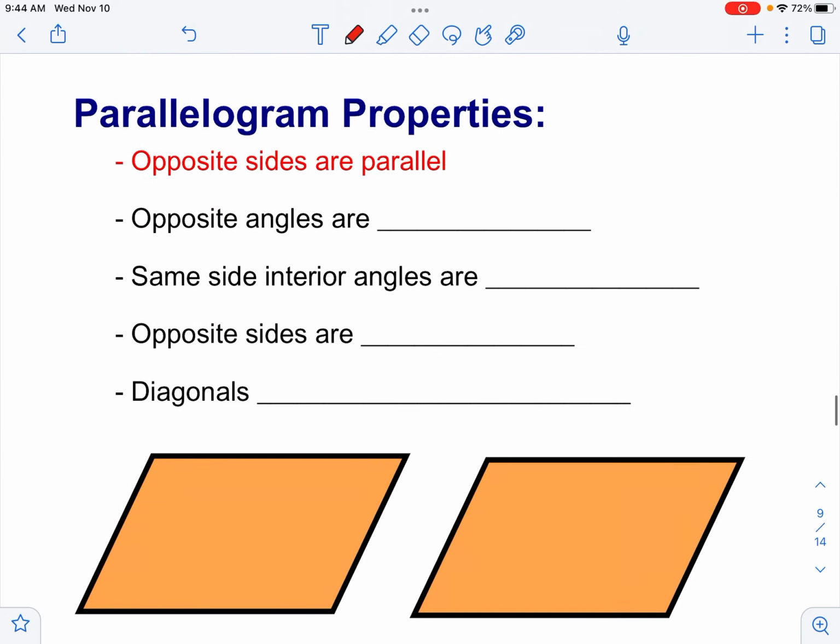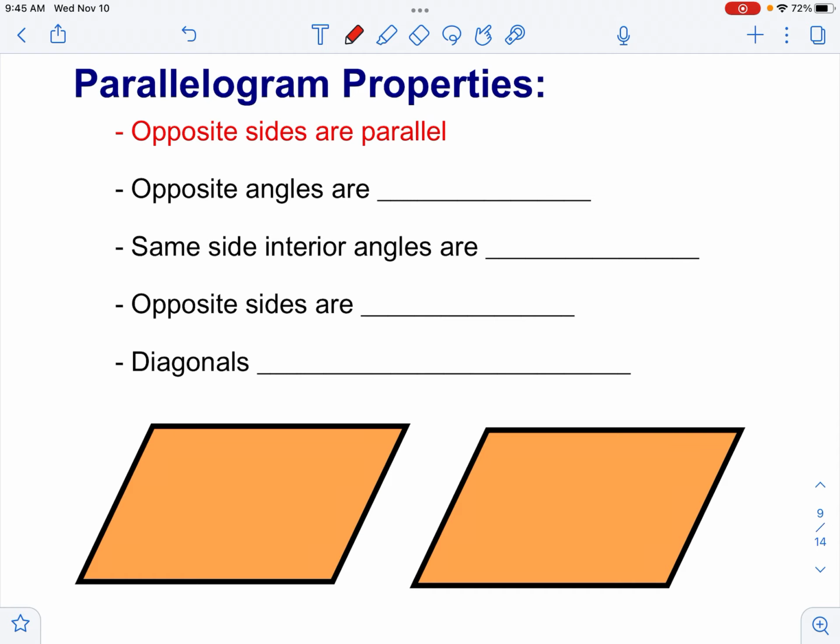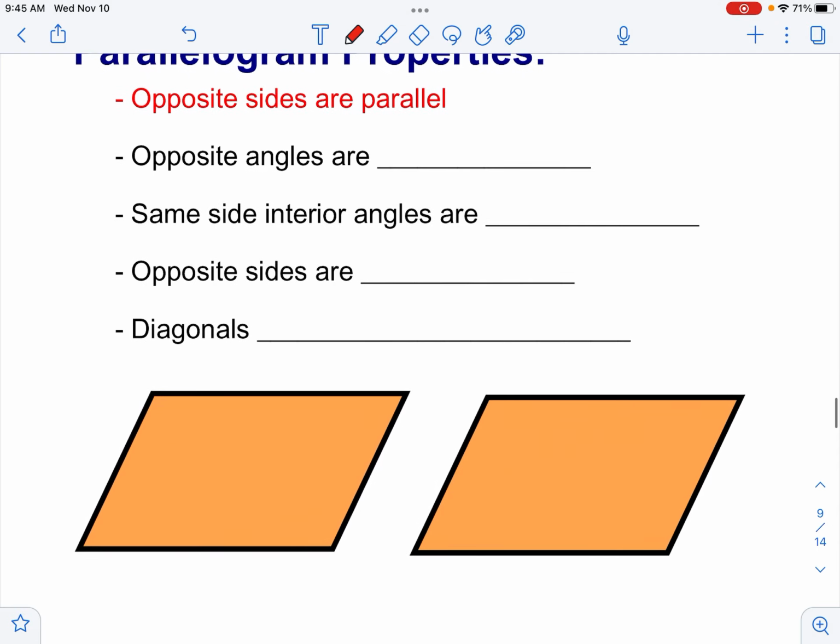All right, so let's move on to our properties of parallelograms, because we've said a lot about parallelograms, but we haven't put it down in words. So first off, by definition, opposite sides are parallel. So we can go ahead and just do that on one of these. Let's draw the opposite sides parallel. So this side's parallel to this side, and this side's parallel to this side.